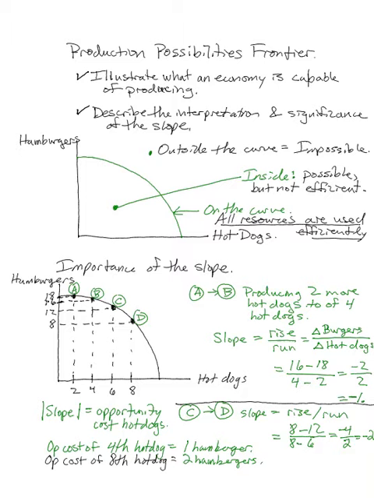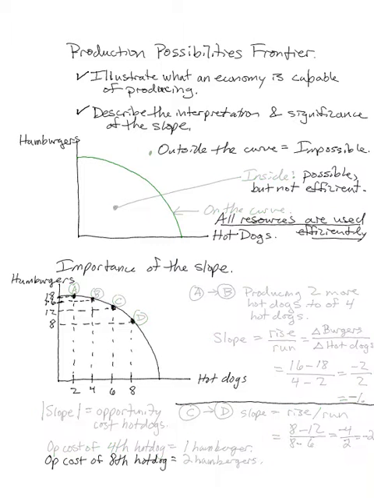We're going to talk about two goods, hamburgers and hot dogs. Our production possibilities, we're going to suppose, is a bowed-out curve. Points on this bowed-out curve are points that this economy can produce if it uses all resources efficiently. An economy can also produce inside the curve. Inside the curve is possible, but not efficient.